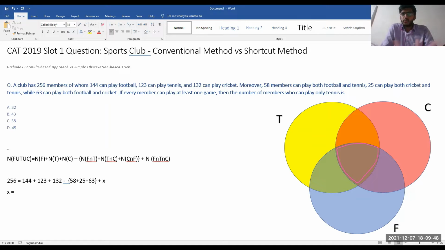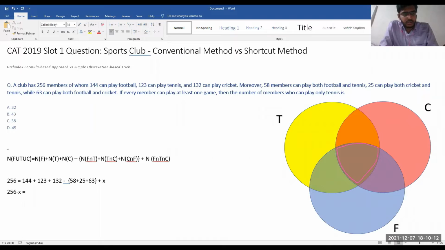Yeah, and quickly find x, right? So 58 plus 25 plus 63, it's going to be 88, and 96 plus 50, 146, right? And 146, and x is sent there, so 256 minus x, right? If we send x there, or we could leave x here and calculate, either way is fine. So 256 minus x will be 144 plus 123 plus 132. So it's going to be 155 plus 144, 399.